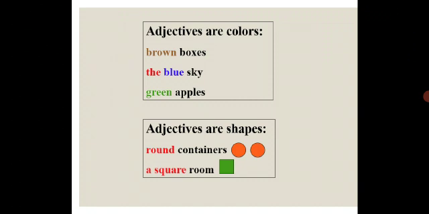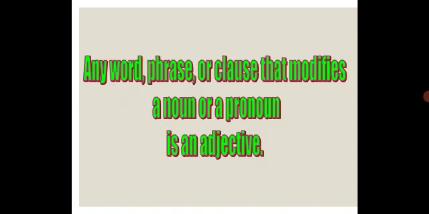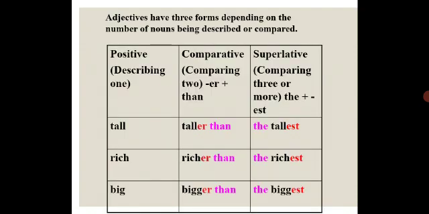Next, adjectives are colors also: brown books, the blue sky, green apples. Adjectives are also shapes, round containers, square room. Any word, phrase, or clause that modifies a noun or a pronoun is also an adjective.